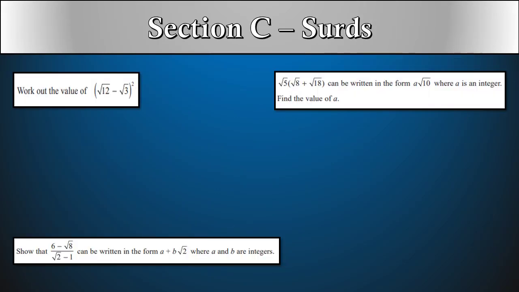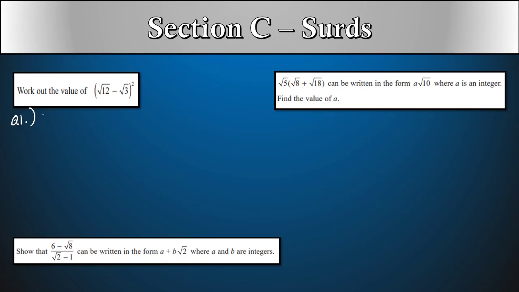Section C is surds, which can cause a lot of issues for quite a few students. But again, this is a very important skill. It will come up quite a bit in your A-level maths. For example, taking a look at stuff like differentiation, solving equations, it might crop up. So it does come up quite a bit. So first here, let's call this question 1.